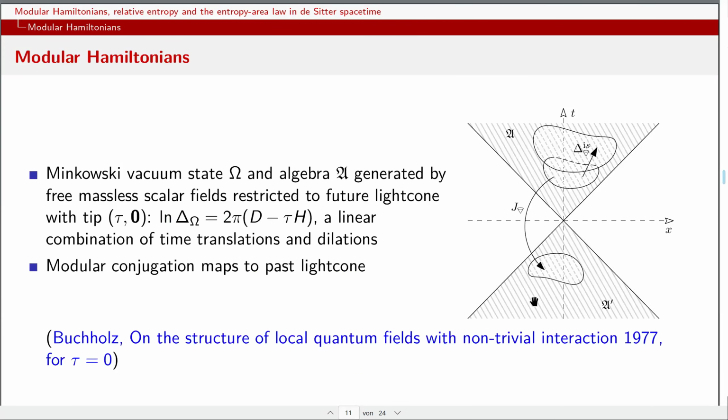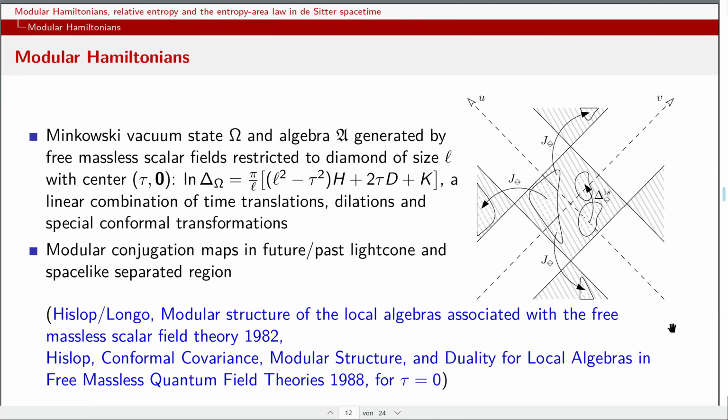Okay, and well, the last example in, say, higher space-time dimensions is the Hislop-Longo theorem, which came a bit later. You see the papers from 82, and then 88, that's the PhD thesis of Hislop. Apparently the computation was a bit traumatic, so Hislop left the field afterwards and did something else.